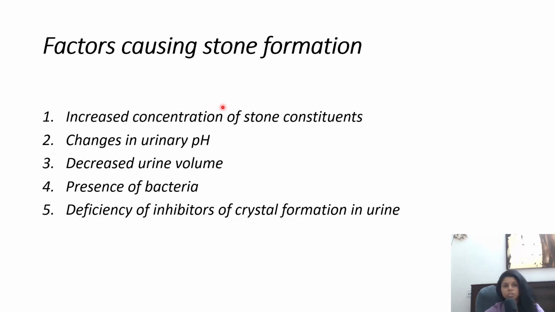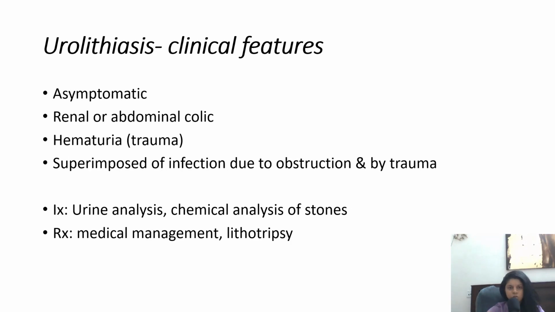So, factors affecting stone formation: as I said, an increased concentration of the stone constituent should be there. pH also: in acidic urine there are calcium, uric acid and cystine stones, and in basic pH there will be struvite stones. Decreased urinary volume will obviously affect stone formation. Presence of bacteria is important for the magnesium ammonium phosphate stone. Then there is deficiency of inhibitory factors for crystal formation in urine. There are certain inhibitory factors that prevent stone formation in the urine. That is a natural body mechanism. If that is also affected, there is more chance for stone formation.